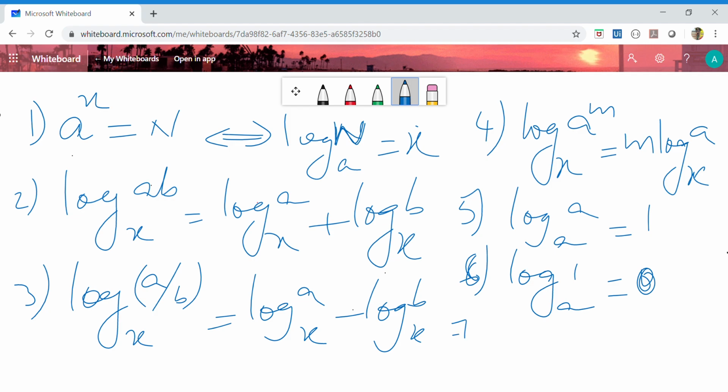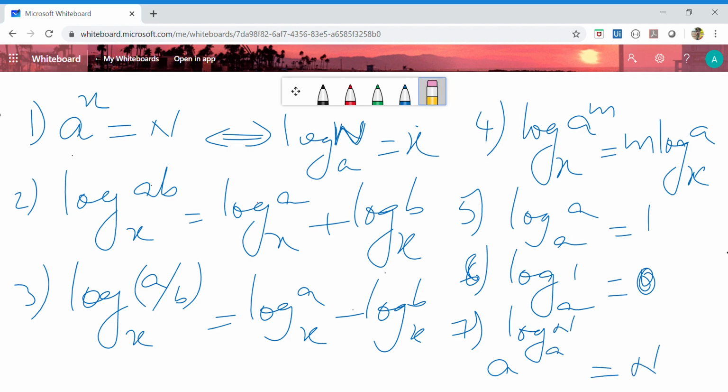And next, a to the power of log n to the base a is equal to n.